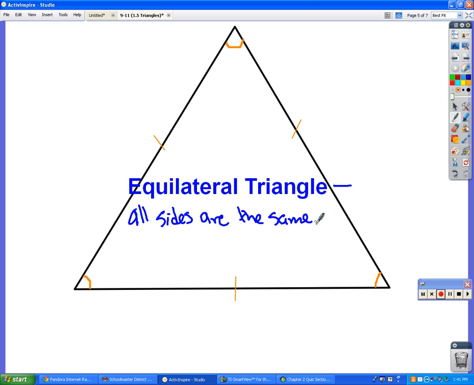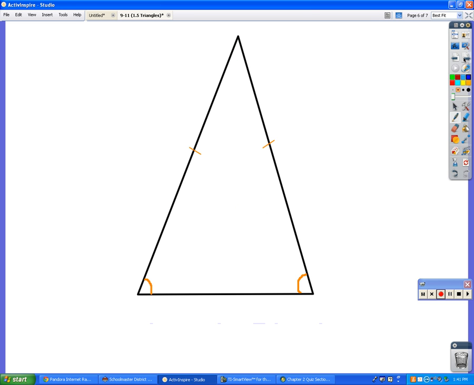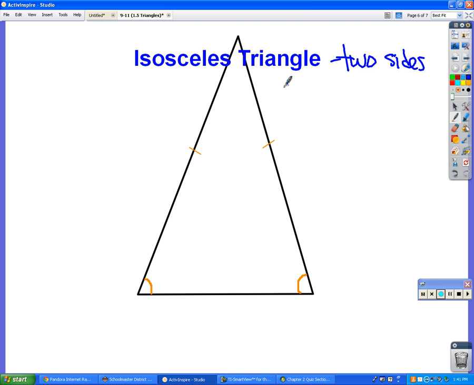All right, and then there is one last kind of triangle. What is this one? That is an isosceles triangle. Okay, and that is a funny one to spell. What is an isosceles triangle? Two sides are the same. Two sides are the same. Okay?